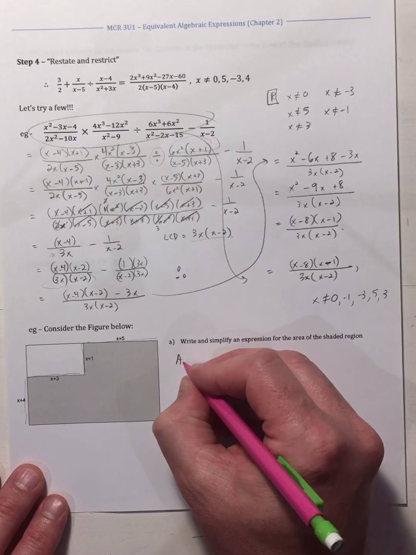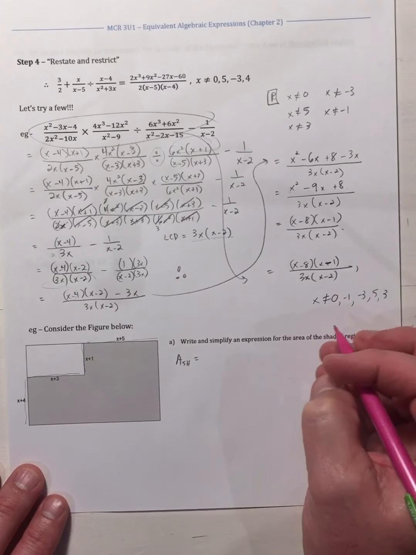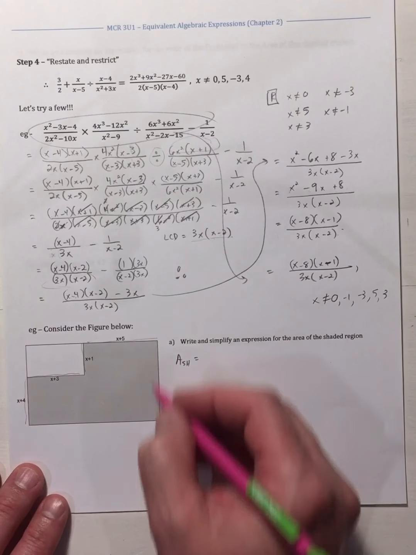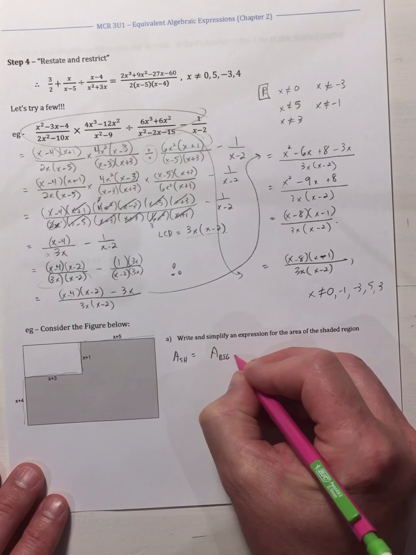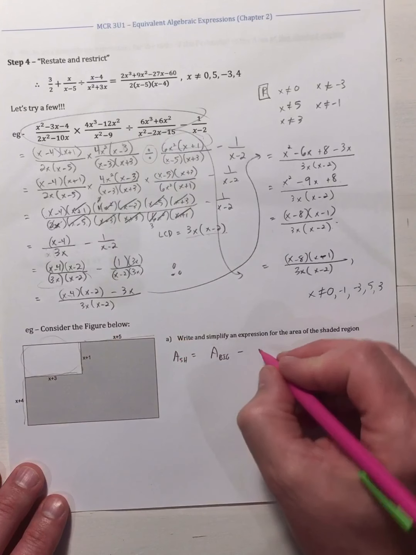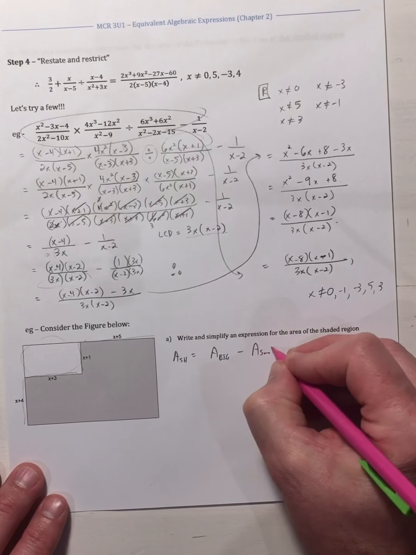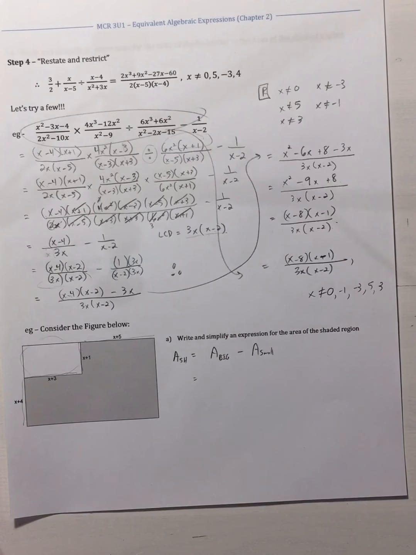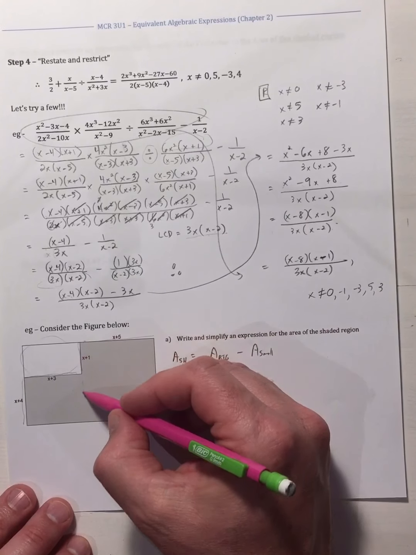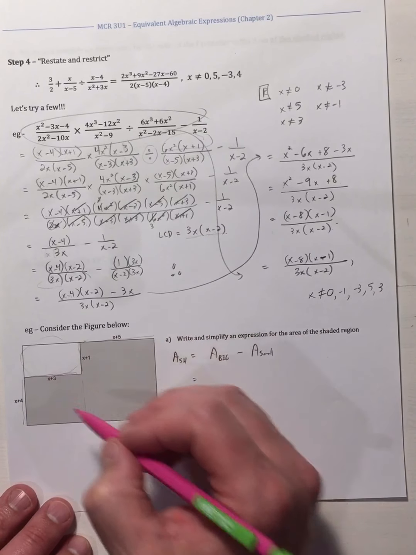So first of all, I'm going to plan this out. My area of my shaded region is going to equal, well, if I figure out the area of this big rectangle, and I subtract the area of this little triangle, then I'll be able to have an expression that represents the area of the shaded region. You could also maybe break it into a composite figure and do this area here and then do this area here and then add them up.